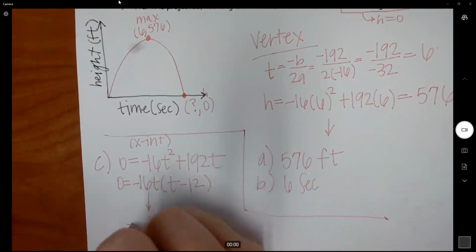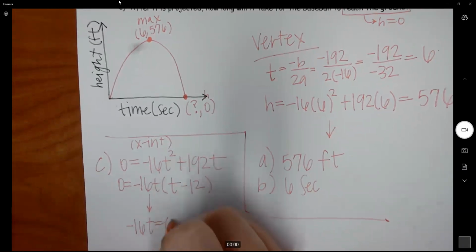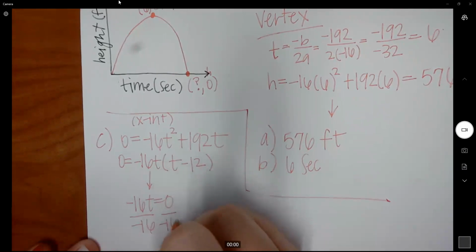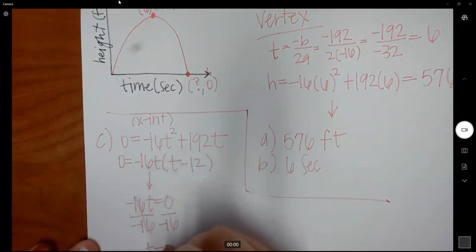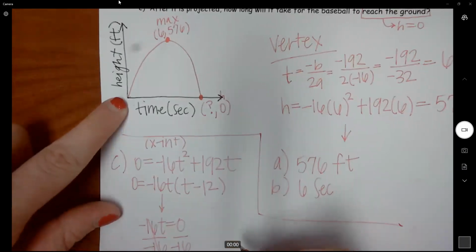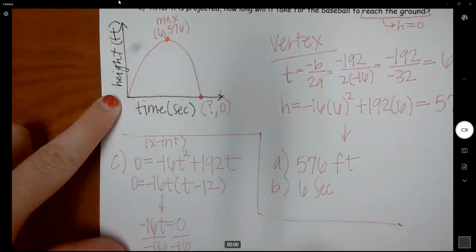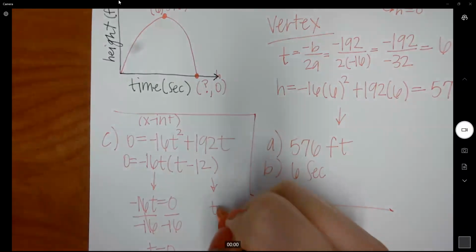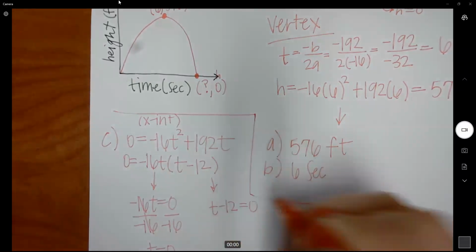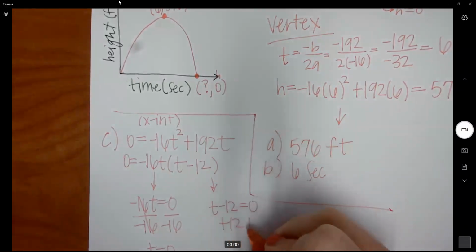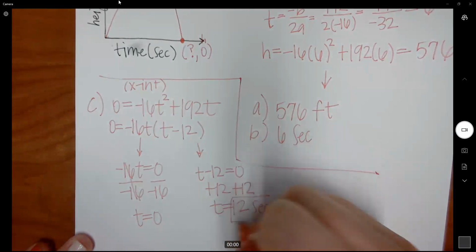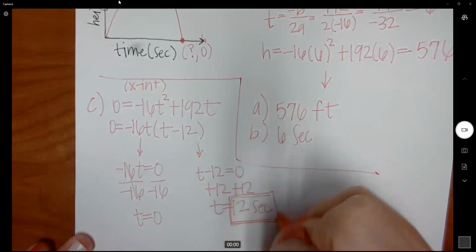So this first one, we got negative 16t equals 0. Divide by negative 16. And so t equals 0, which should make sense. That's right here when the time started. And then here we get t minus 12 equals 0. Add your 12 over. And so we get 12 seconds for part C.